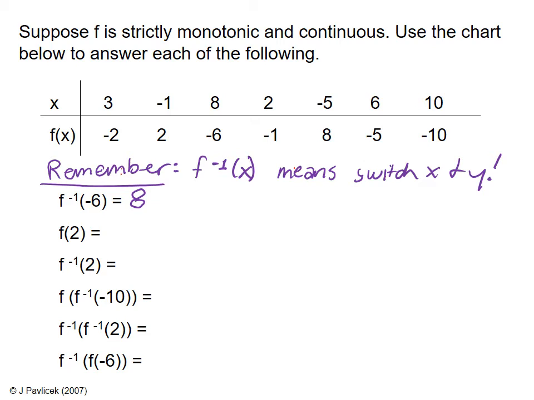Okay, so f of 2 is like normal functions. f of 2 means that 2 is x. So f of 2 equals -1. Okay, so that's Algebra 101 right there. Okay, so f inverse of 2 means that now 2 is the y, so f inverse of 2 is equal to -1. Look at that.